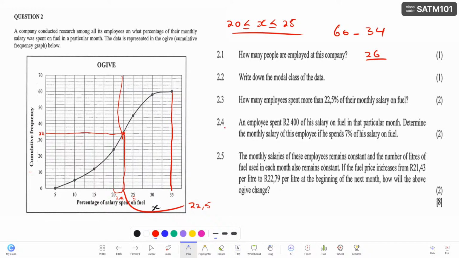So okay, now let's go to 2.4. They are saying an employee spends 2,400 of his salary on fuel in a particular month. Determine the monthly salary of this employee if he spends 7% of his salary on fuel. This question is very simple. This is the amount this employee spends on fuel in a particular month. But now they want us to determine the 7% spent on fuel.